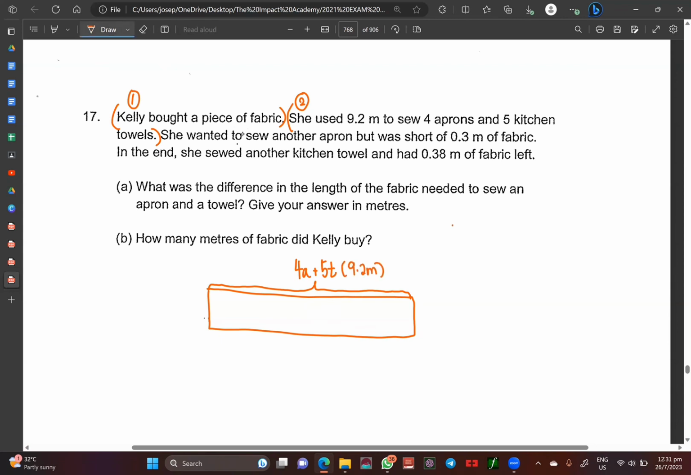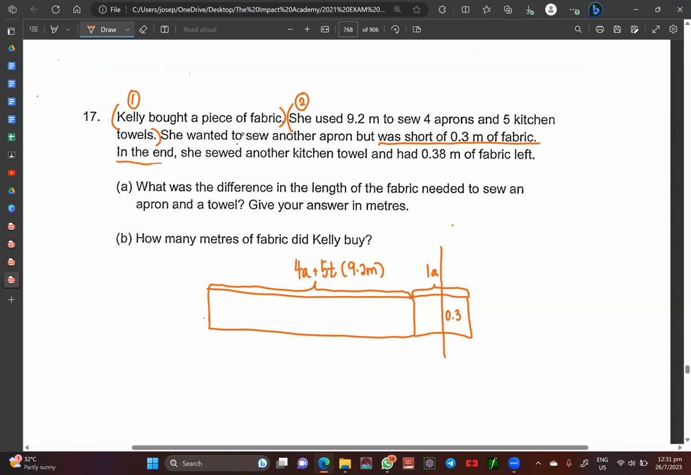Okay, now, she wanted to sew another apron, but she was short of 0.3. So therefore, I can draw a line over here and show that this is 0.3. Okay, so this whole thing is actually equal to 1 apron. You want to present your idea neatly so that you're able to visualize.